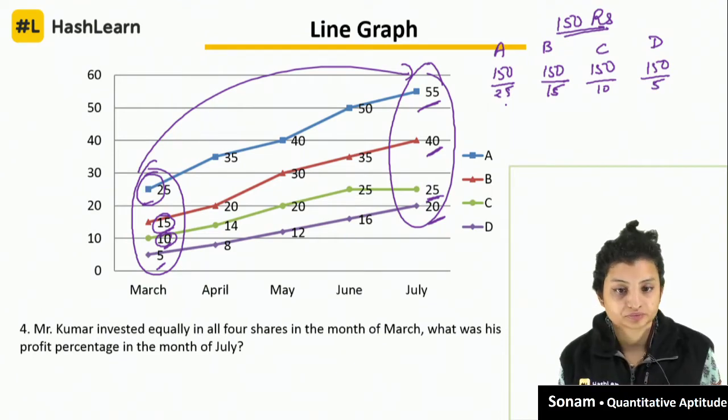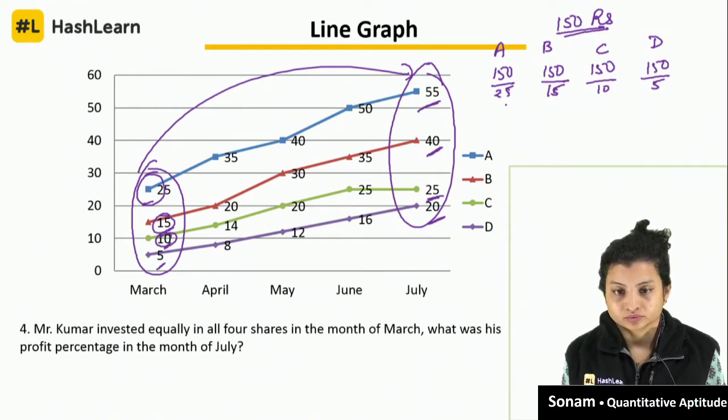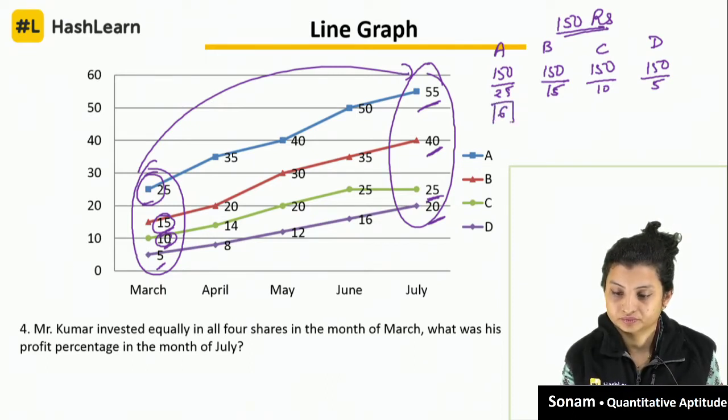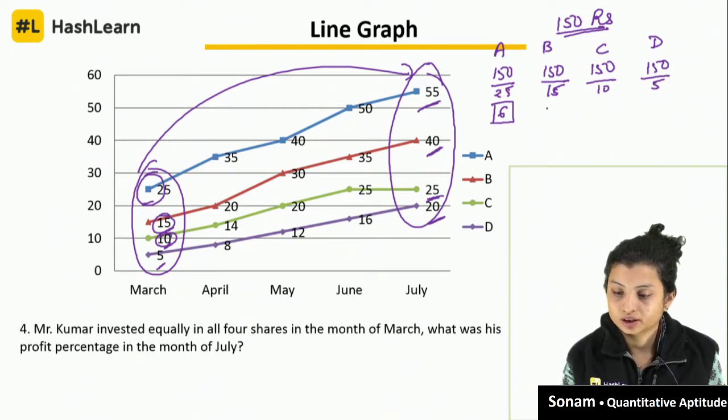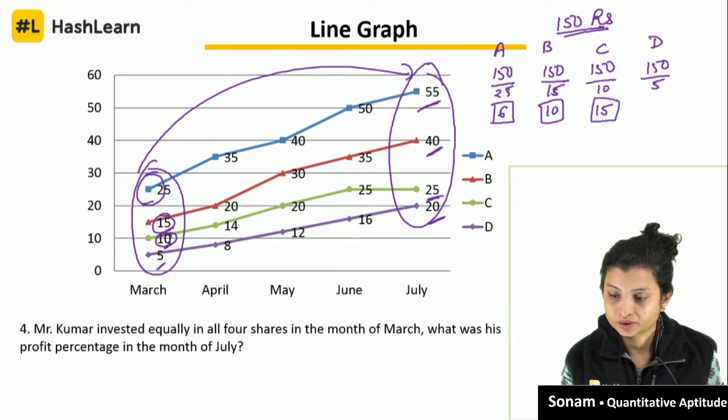Do the calculation. 6, right? 25 into 6 is 150. Okay, here it is 10 shares, here it is how many? 15 shares, here it is how much? 30 shares.